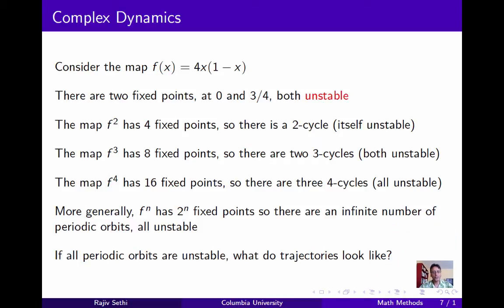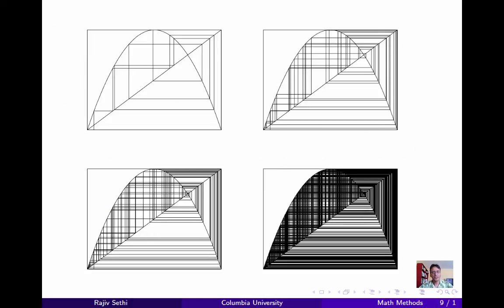So if all periodic orbits are unstable, then what do trajectories of the system look like? I'll begin by showing you a simulation, and then we'll think about this more analytically. The 4 images in this picture all correspond to trajectories that start off with the same seed. The image on the top left shows you the first few steps in the orbit.